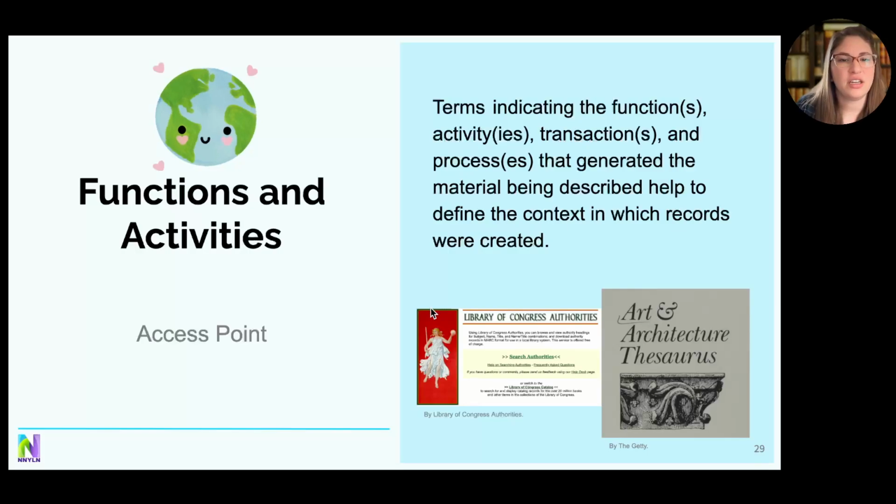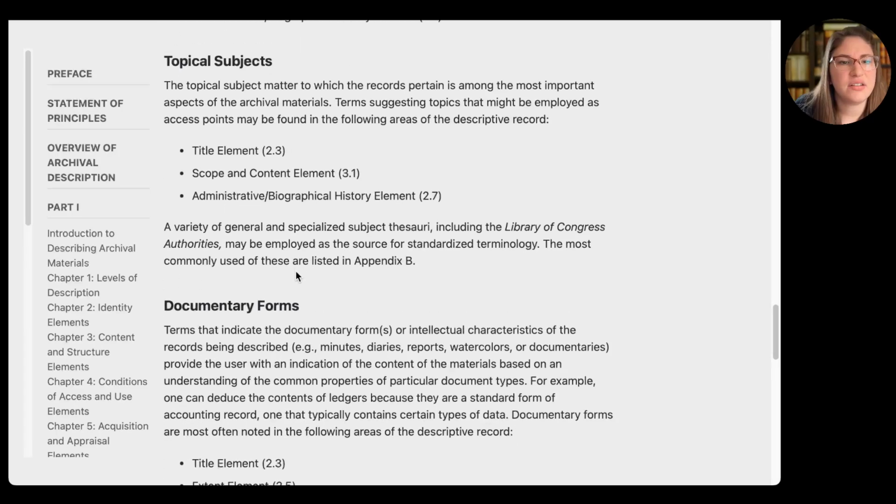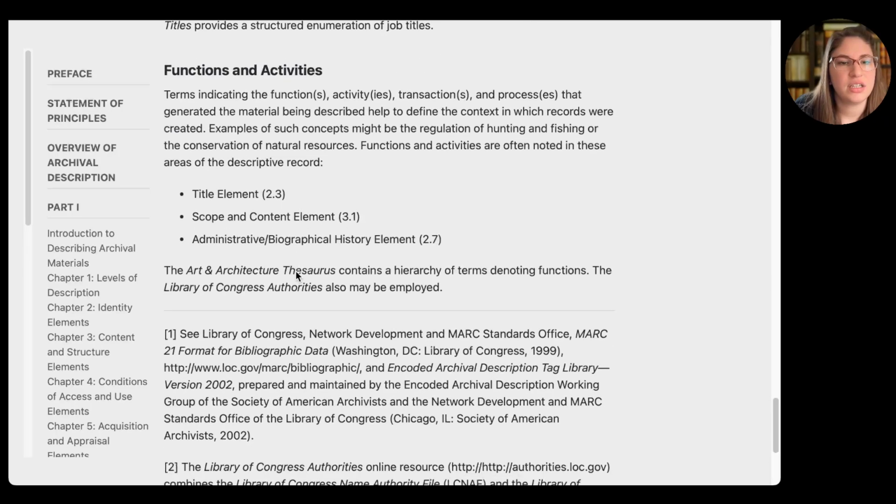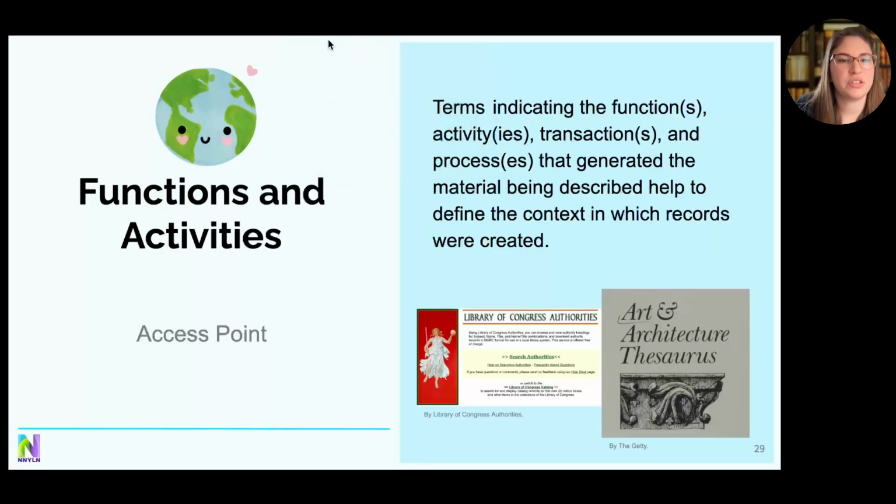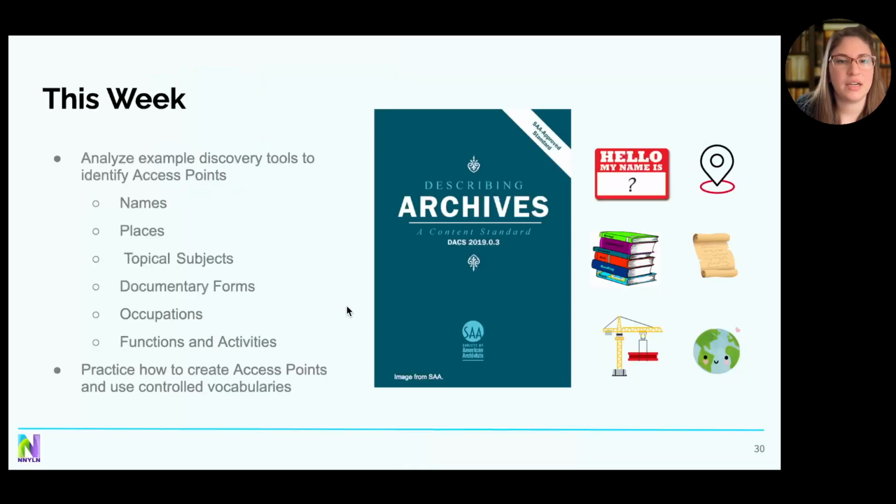And finally, there's a category called functions and activities. These are terms, as defined by DACS, indicating the functions, activities, transactions, and processes that generated material in the collection. Some examples that DACS gives, if we look down here, include things like conservation efforts, regulations on hunting and fishing. So if you need some examples, you can see things like that there. Diana Denny didn't have any of those, and we're not going to make any for the Lucille Ball collection.